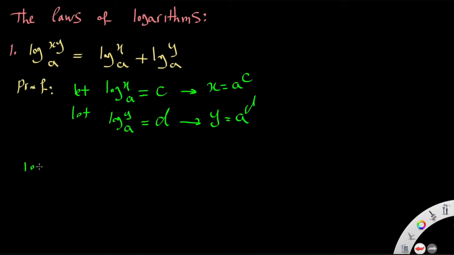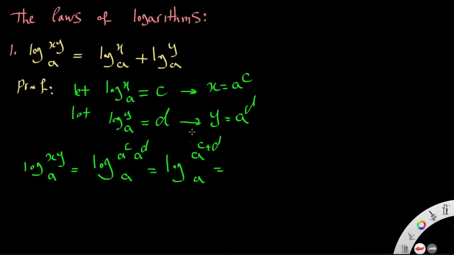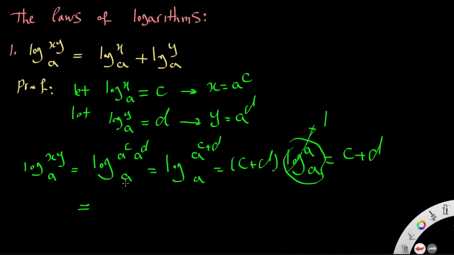Now I replace them. Log of xy to the base a is equal to log of, instead of x, I can put a to the power of c, and instead of y, I put a to the power of d to the base a. Now it will be log of, in multiplication of indices, powers are added, it will be a to the power of c plus d to the base a. I bring the power outside the logarithm, it would be log of a to the base a. Log of a to the base a here is 1, so it will be c plus d, which is equal to, what was c? Log of x to the base a plus d. What is d? Log of y to the base a. So logarithm of multiplication is equal to addition of logarithms.